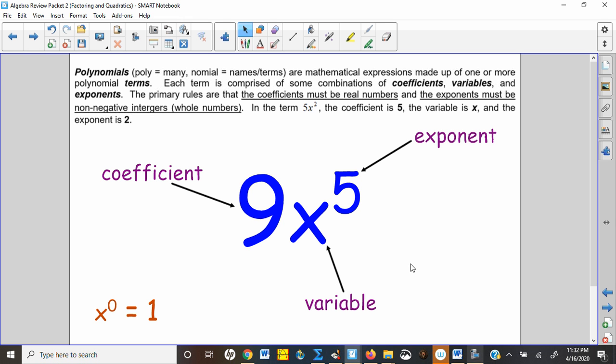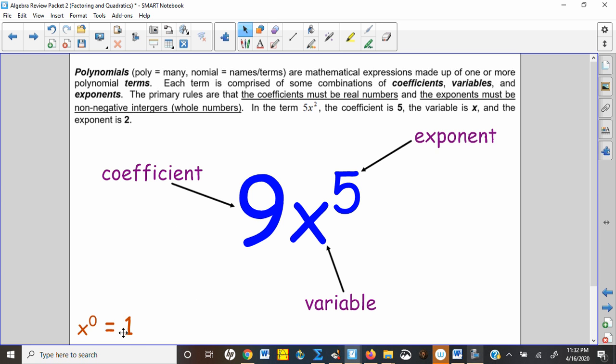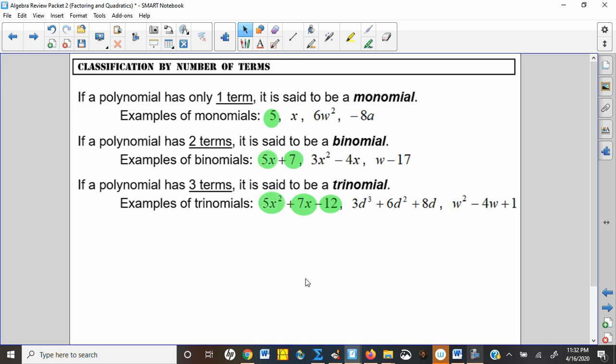Now, some people are like, well, what about a constant? What if it was just like a 5? Then it doesn't have a variable, so it can't be a term. But remember this little fact right here: x to the 0. Anything raised to the 0 is actually 1. And so even if you do have a constant, it would be like it had an x to the 0 power.